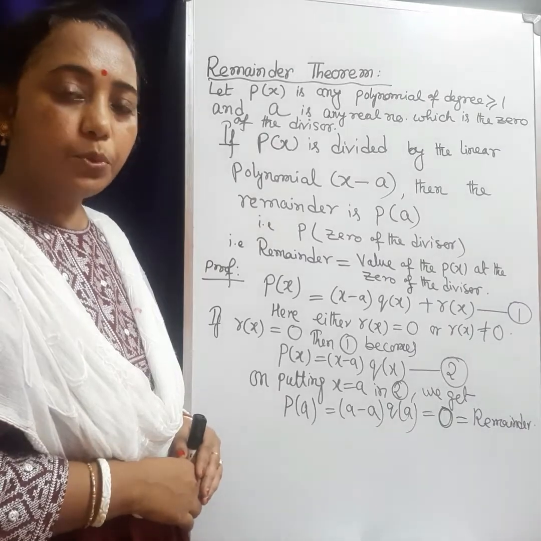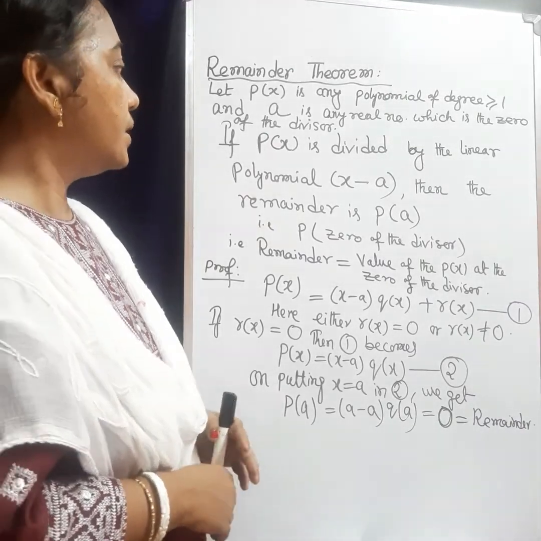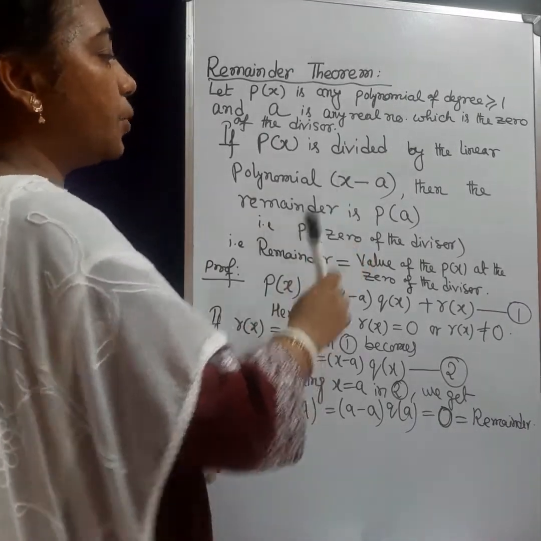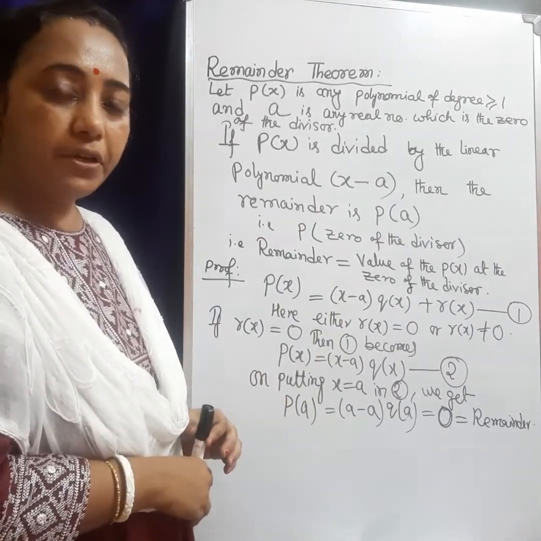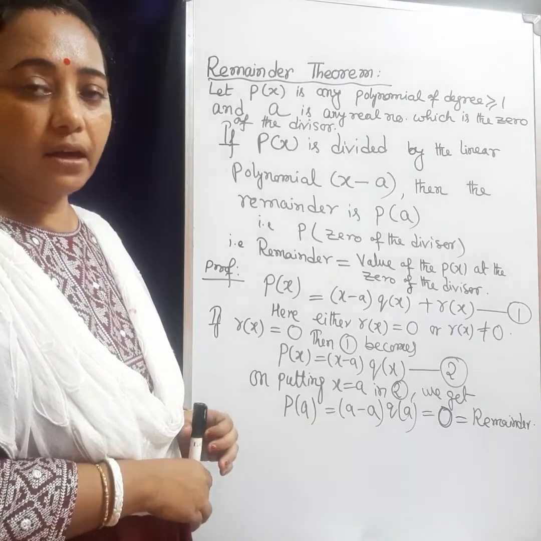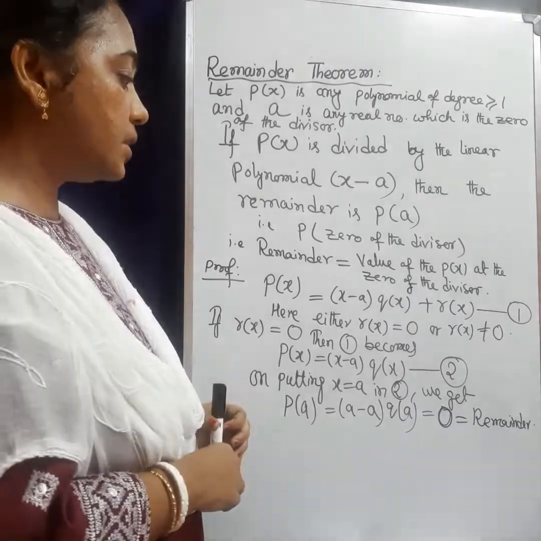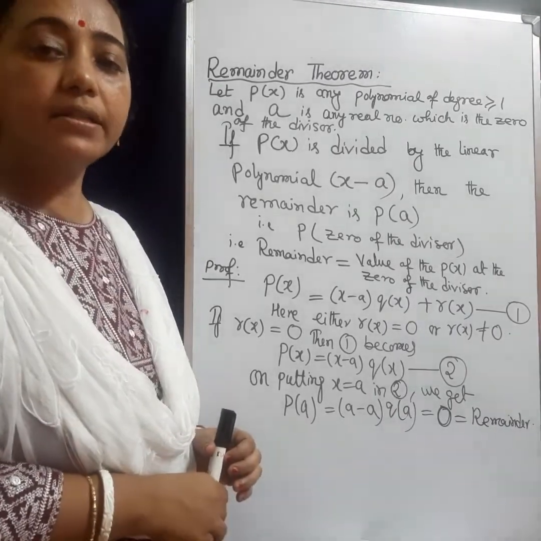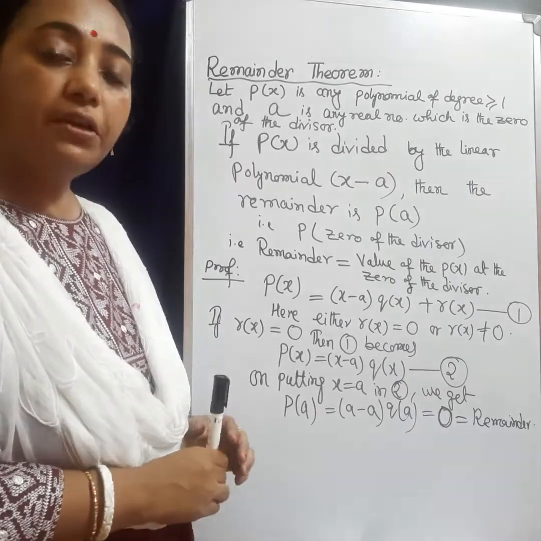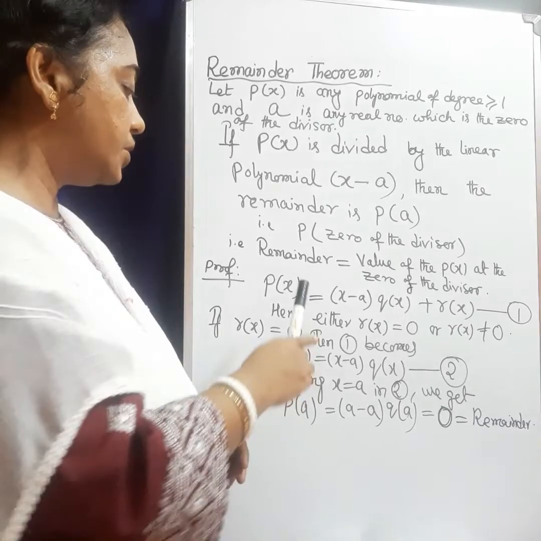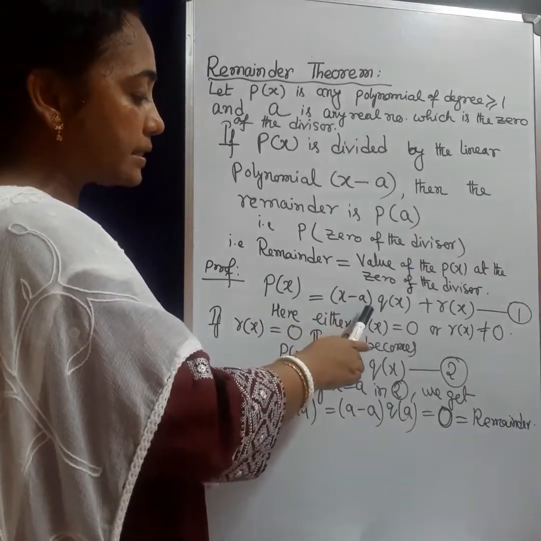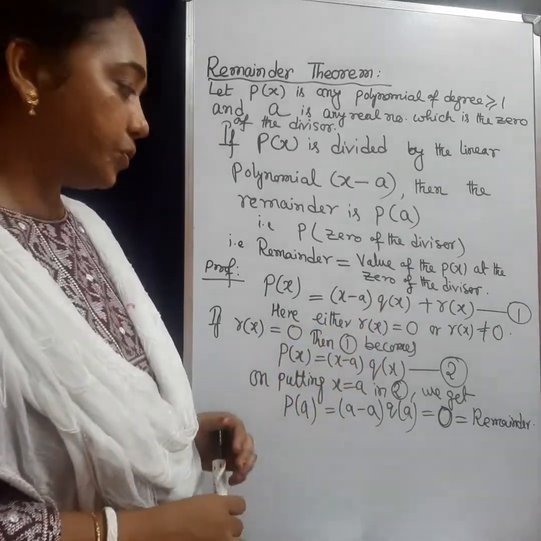Now let us see the proof of the remainder theorem. Here p(x) is divided by the linear polynomial x minus a. So we consider p(x) as the dividend and x minus a as the divisor. If we consider q(x) as the quotient and r(x) as the remainder, then by the division algorithm for polynomials, we can write the dividend as the product of the divisor and the quotient plus the remainder.